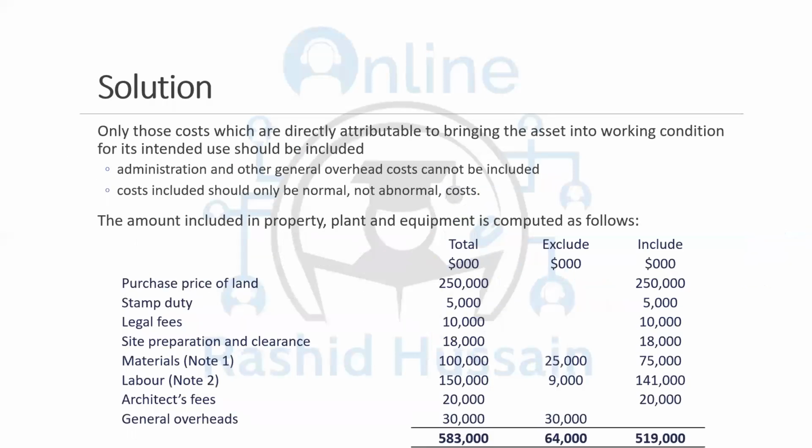So what amount should be capitalized? We are going to capitalize the purchase price of land. We are going to capitalize stamp duty, legal fees, site preparation claims, but material we are going to deduct 25,000, which was 15 plus 10. We are going to deduct the labor because the labor was idle, so that is not relevant to the cost of the asset. And then architect fee, general overhead should not be capitalized. So this is 5,19,000. Now, what is going to be the double entry?